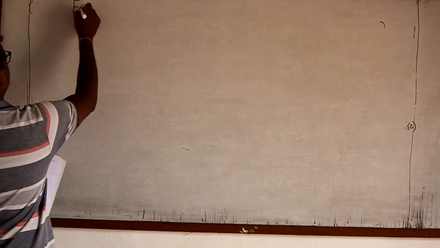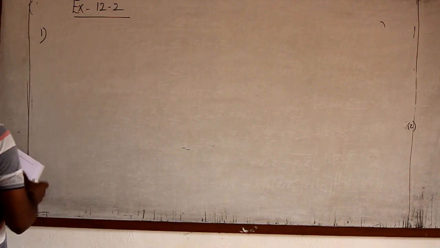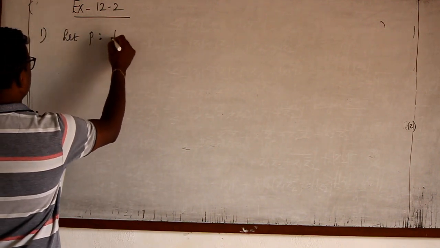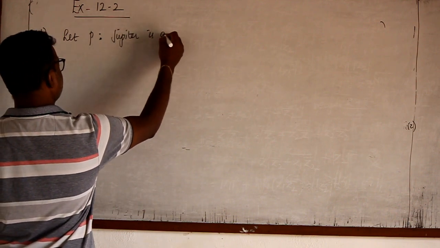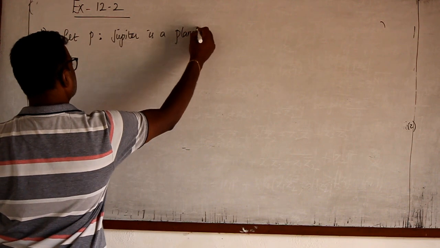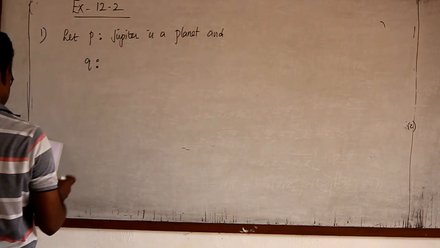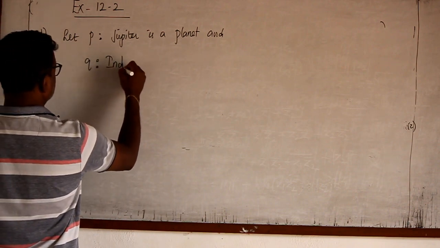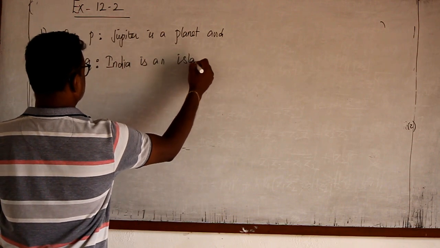Now we shall go for exercise 12.2. First problem. Let statement P be Jupiter is a planet and statement Q is India is an island.